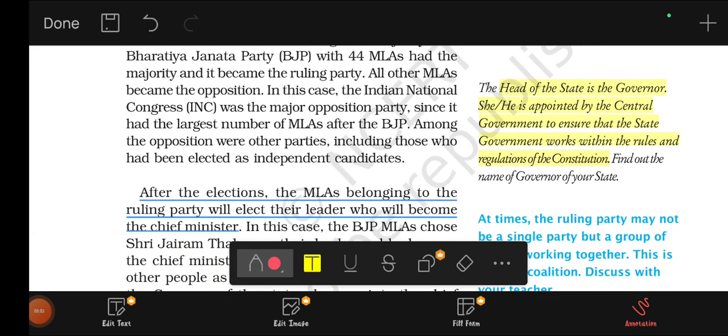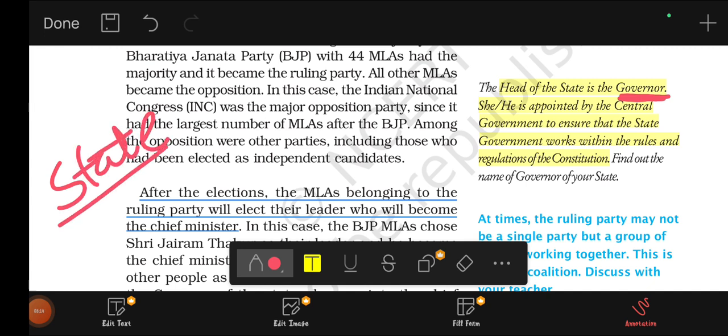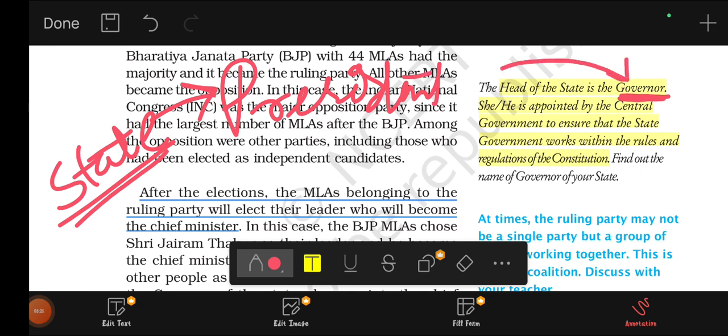And the head of the state is the governor, just as the executive head of India is the president. Similarly, the head of a state is the governor, who is appointed by the central government so that he can look into the matters of the state, particularly whether the elected government is working properly or not.